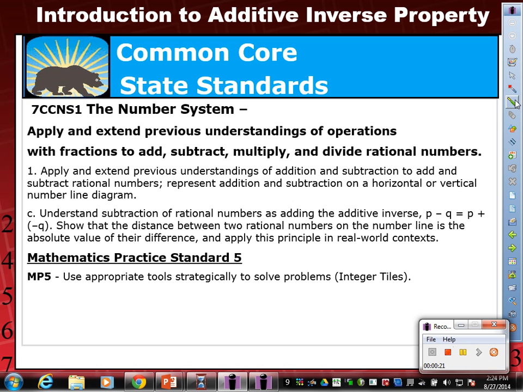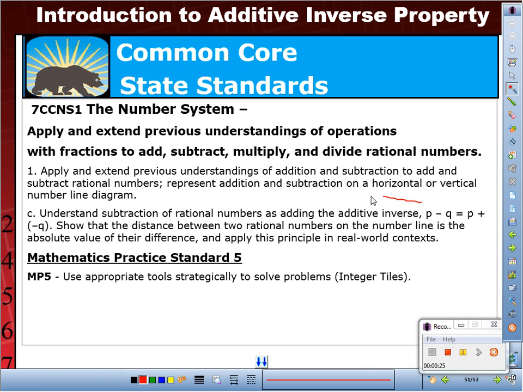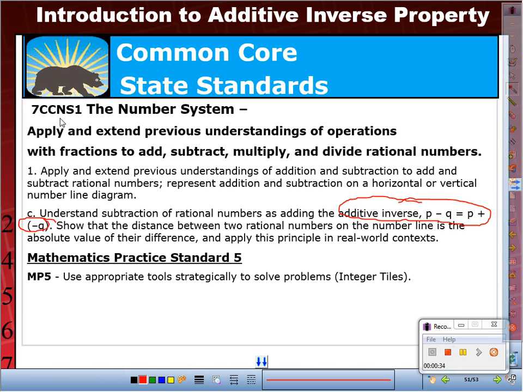And today we're going to cover a couple standards. The first one, I want to make sure I cover this property, the additive inverse property. That one is found in our number system for our Common Core. This is to get us ready for what's coming. So this is more like a 7th grade standard going into getting ready for algebra. But the other one that we're going to look at is the Math Practice Standard number 5. What does that say? Using appropriate tools strategically to solve problems.